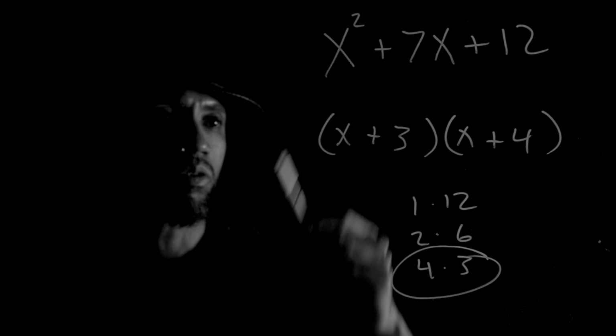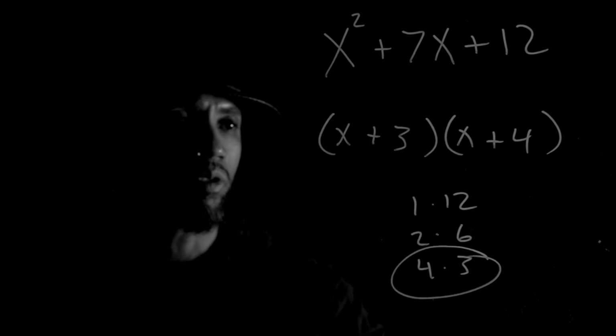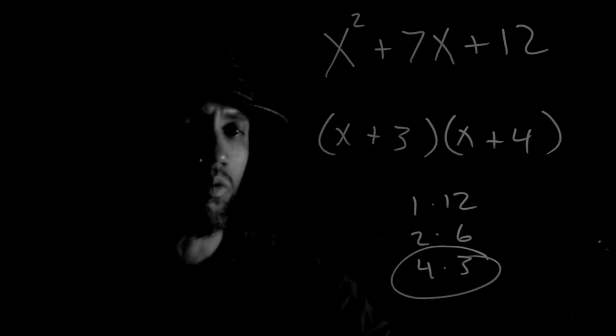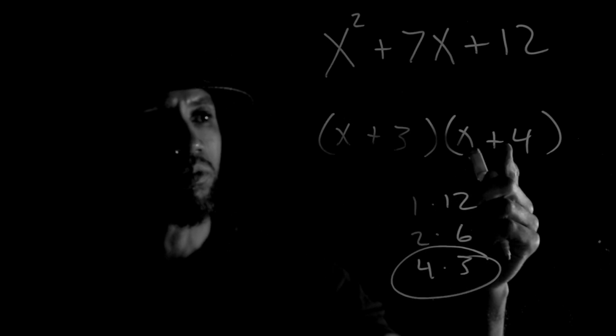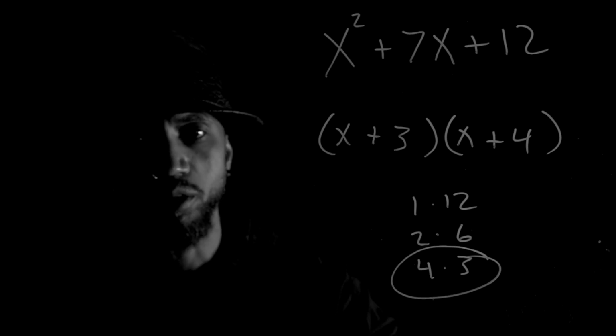x times x is x squared. x times 4 is 4x. 3 times x is 3x. Well, that's 4x and 3x, which is 7x. And of course, 3 times 4 is 12. Okay, so we factored one.